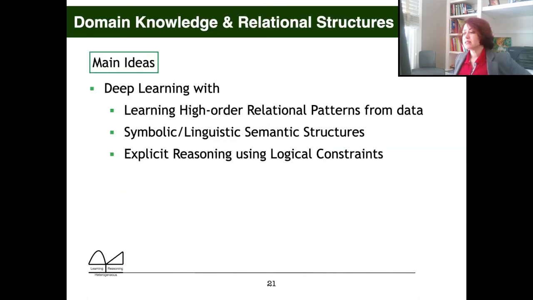So the main ideas and novelties of the work that I will briefly present here are that with deep learning, we try to learn higher order relational patterns from the data. And we wanted to show that symbolic and linguistic semantic structures can help in deep learning. And also we wanted to show how we can do explicit reasoning using logical constraints, based on models that use deep learning.